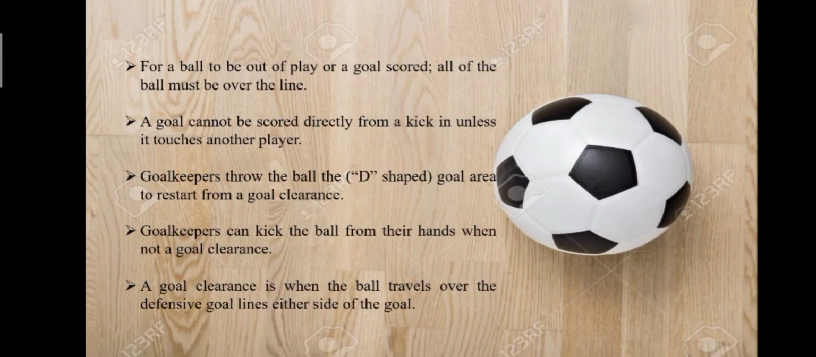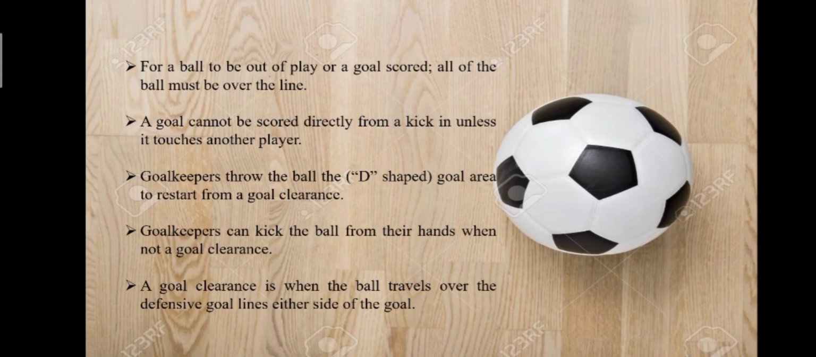So for a ball to be out of play or a goal is scored, all of the ball must be over the line. A goal cannot be scored directly from a kick-in unless it touches another player. Goalkeepers throw the ball from the D-shape goal area to restart from a goal clearance. Goalkeepers can kick the ball from their hands when not a goal clearance.